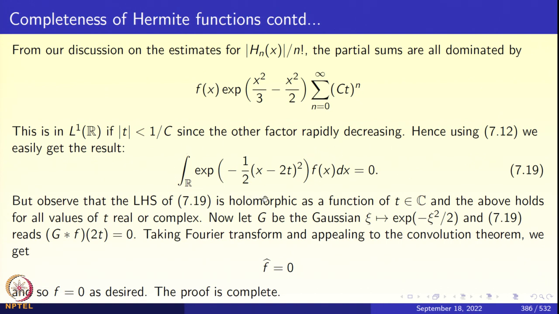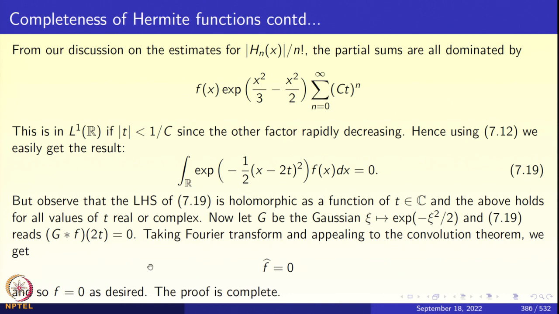If you look at the left hand side of this, we have derived 7.1 using various estimates. But now if you stare at this closed form expression on the left hand side, you're going to get a holomorphic function of the complex variable t. This integral is holomorphic for all values of t, because we're integrating with respect to x, and we're going to have a minus 1 half x squared exponential, and that's going to help us. So now the left hand side and the right hand side are both holomorphic functions. And this equality holds for mod t less than 1 by c. So, by the permanence of functional relations or by the principle of analytic continuation, the two sides must be equal for all values of t, real and complex.